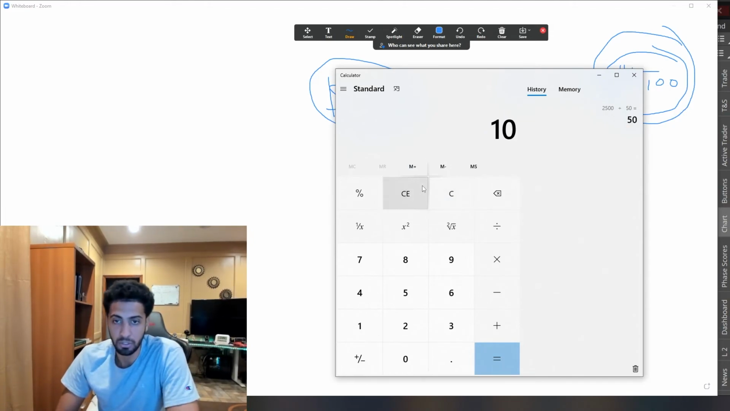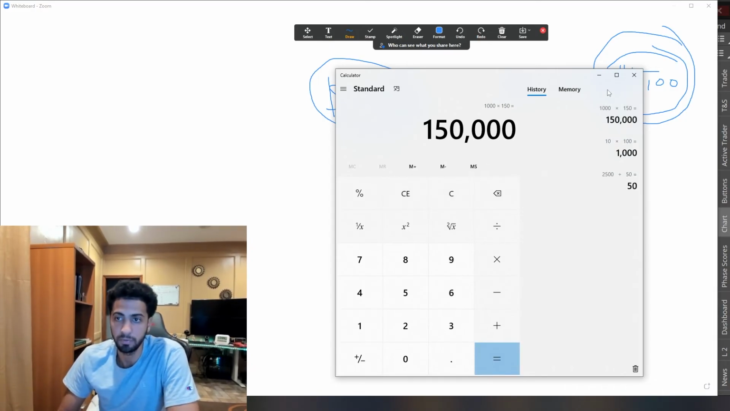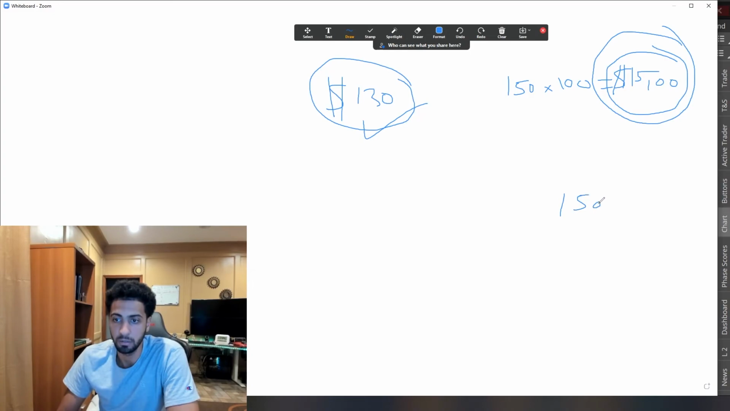If I get 10 contracts, then that makes me control 100 shares at 150. I'm controlling $150,000 of the stock by only using $1,300 of my own money. Look at this leverage right here. You're using this to control this.